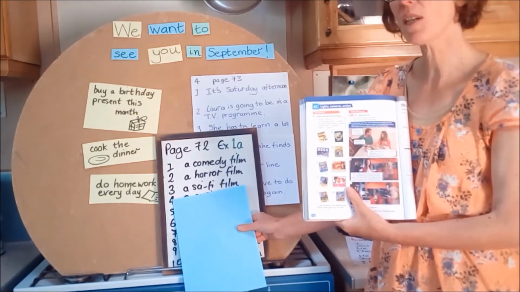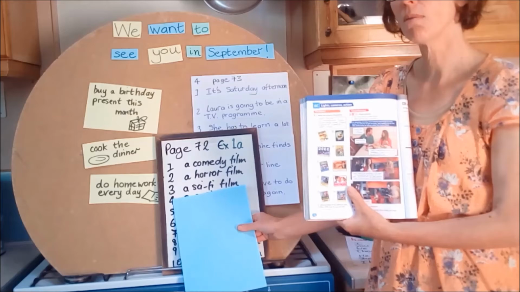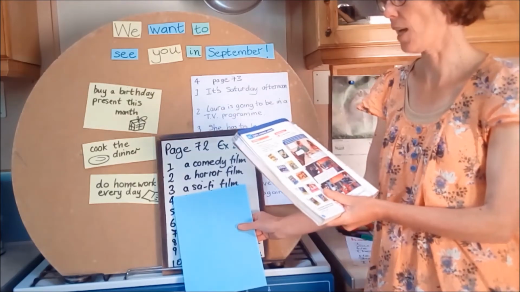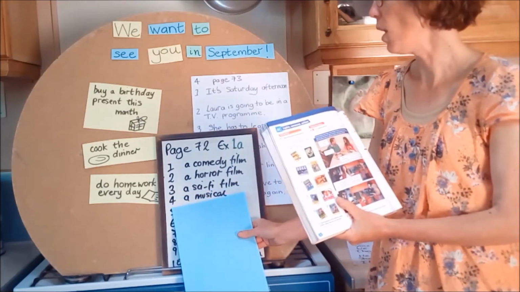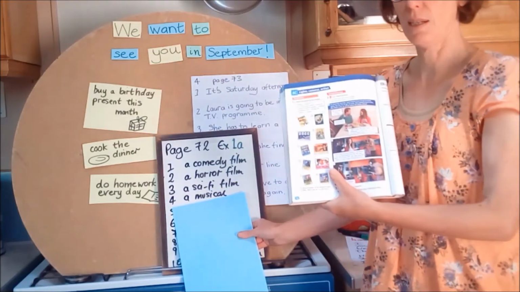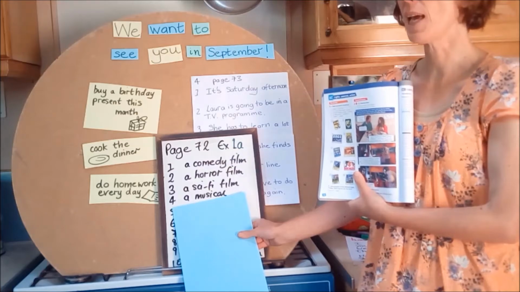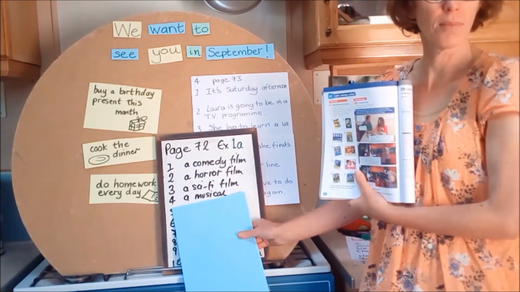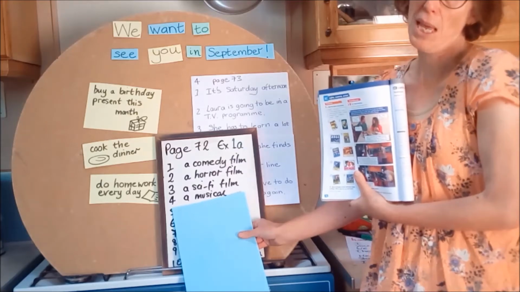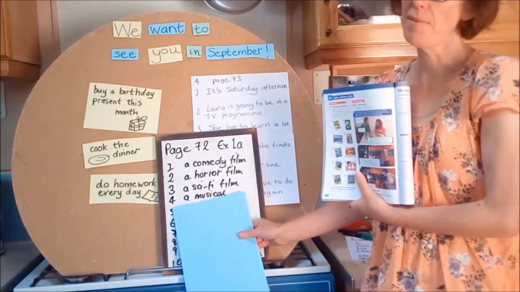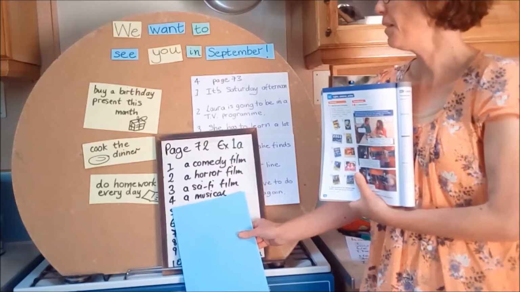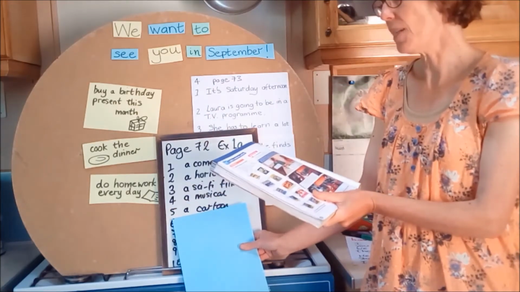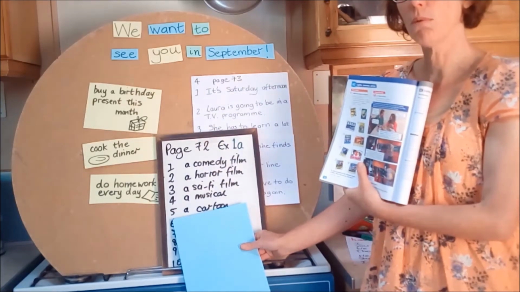Do you know any science fiction films? Paul, do you know any science fiction films? Star Wars. Star Wars, yeah. Star Wars, science fiction. Number 4 is a musical, a film with lots of music and singing. Do you know any musicals? Trolls. Yeah, Trolls. They all dance and wave their hair around. Definitely a musical.